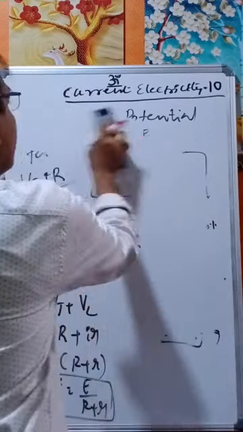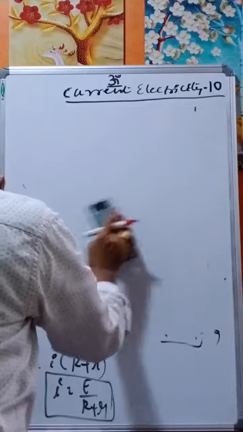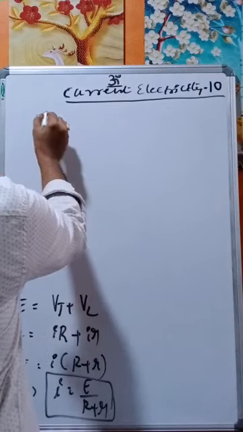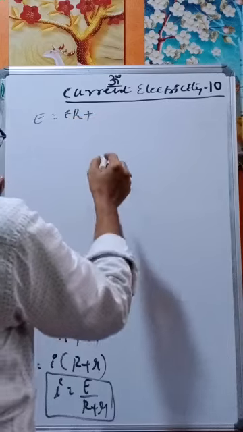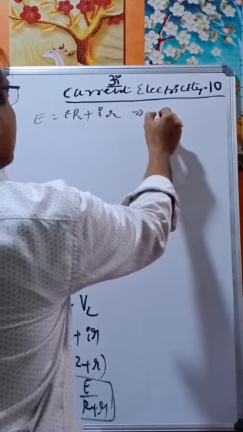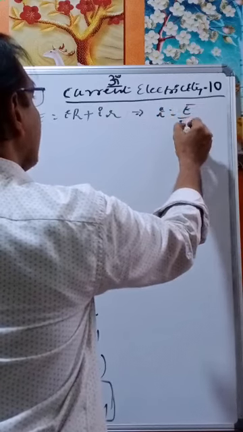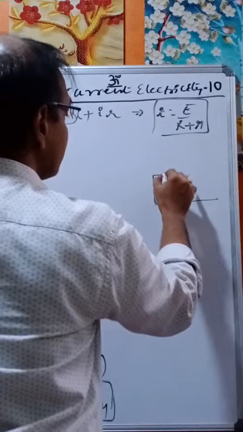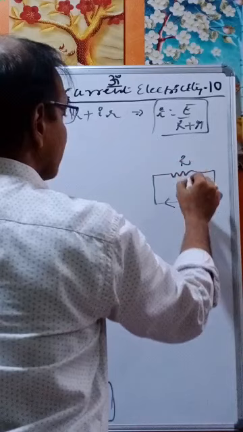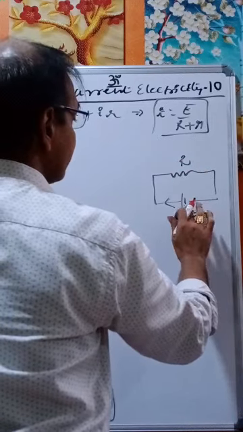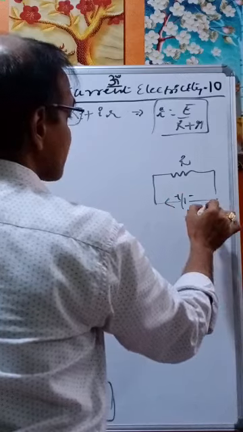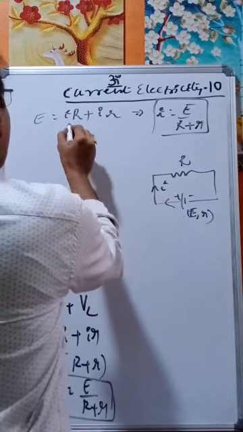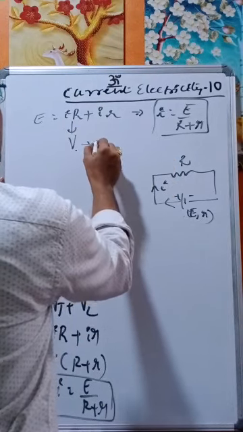Now, therefore we got E is equal to IR plus Ir. From this equation, I is equal to E by (R plus r). Keep it aside. The current in the circuit is, this is R, this is E and r. If we take it like this, this is positive, negative, this is R. Therefore, the current I is equal to E by (R plus r). Now, we can call this IR as V, the terminal potential.